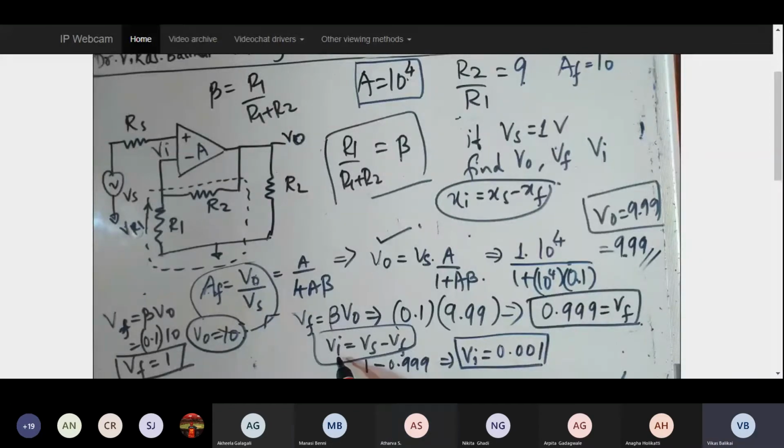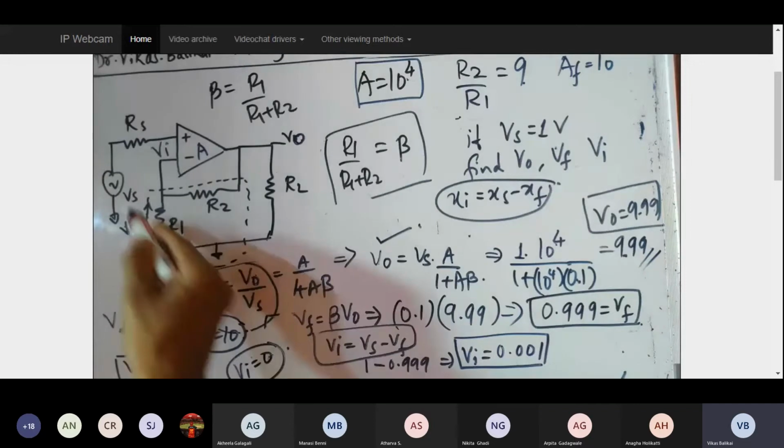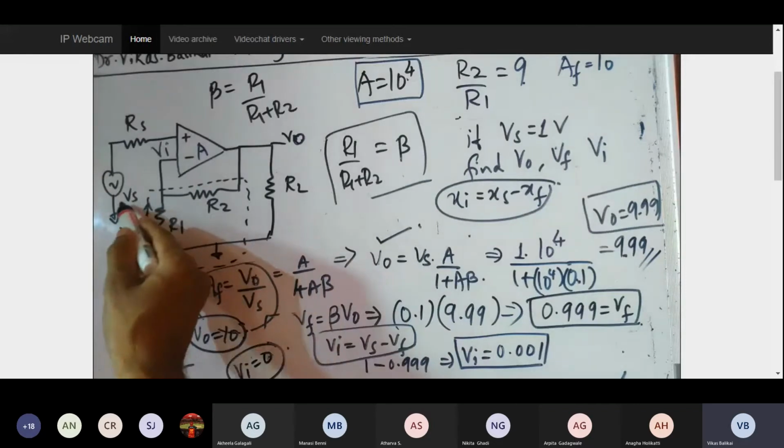Yes, sir. So I am doing all this setup. VI 0, is it possible? VI can't be 0, right? Because VS you are applying here is 1 volt, so how can VI be 0?